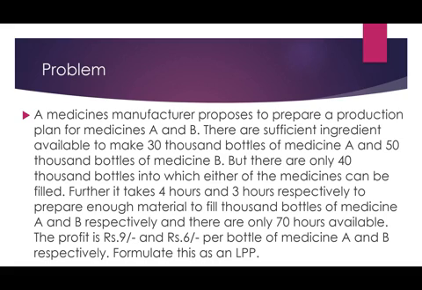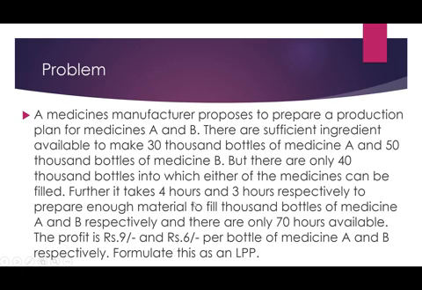So the number of units of medicine A that you have manufactured and the number of units of medicine B that you have manufactured, when you add them together, it cannot exceed 40,000 because we have only 40,000 bottles. Clear? Next, shall we continue with the problem?